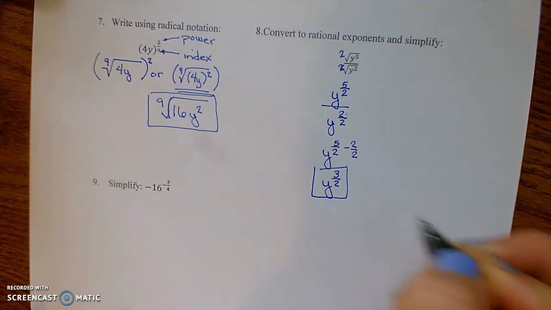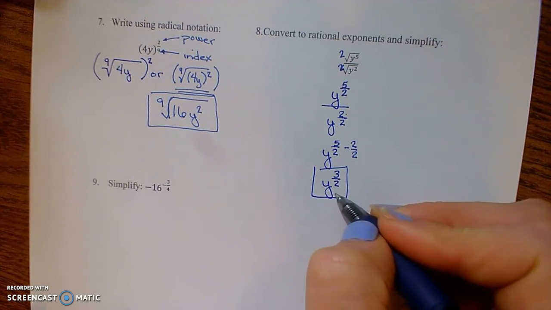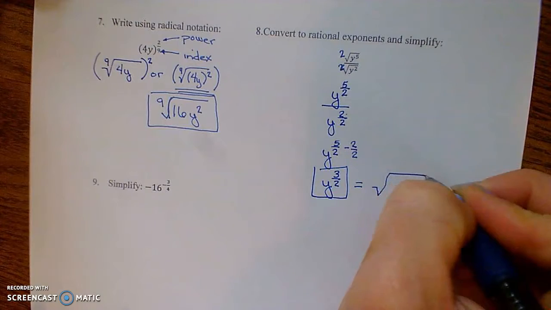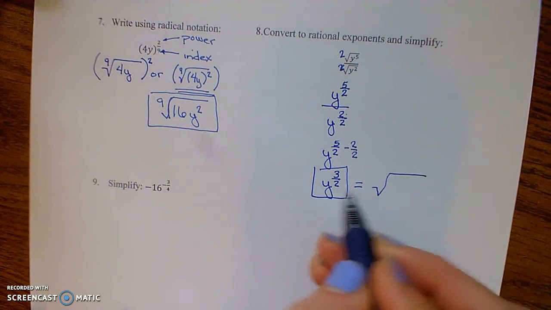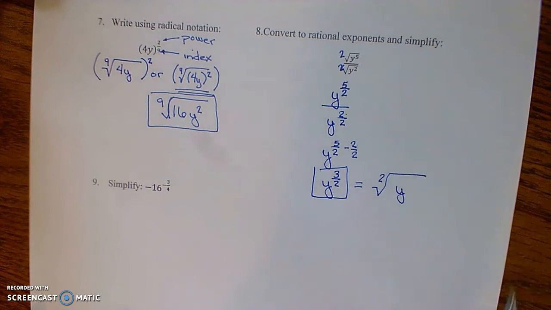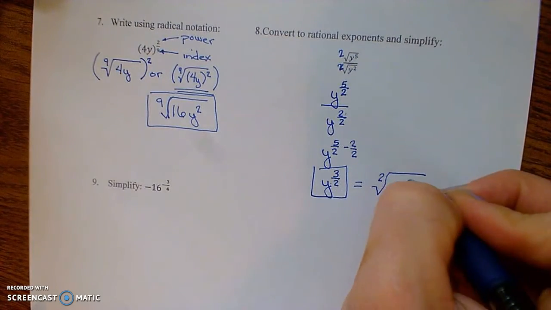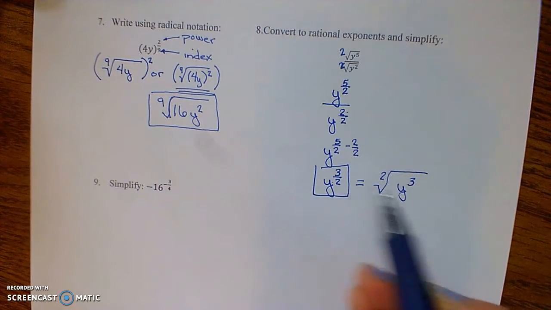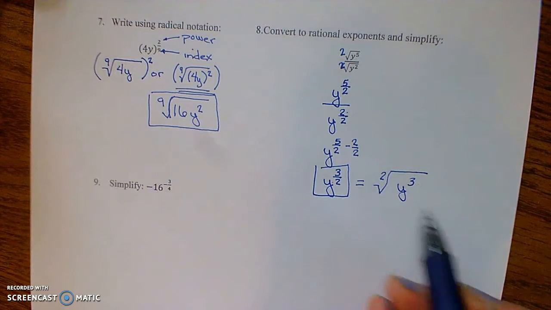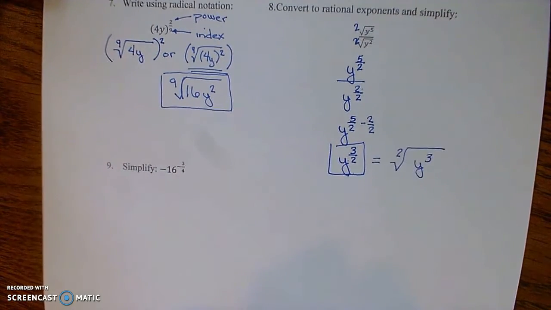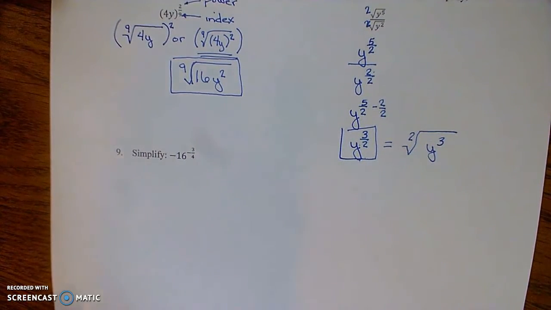And we're done. If you like, you could rewrite that as a radical. The index would be the 2. This would be y to the power 3. So you could write either one of these. These are equivalent. Probably for our purposes, this one would be a little bit easier, a little bit better.